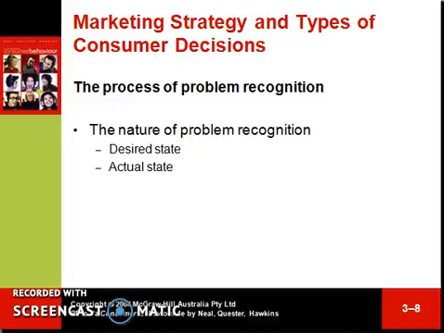Now comes marketing strategies and types of consumer decision. Problem recognition involves recognizing the existence of a discrepancy between the consumer's desired state, what the consumer would like, and the actual state, what the consumer perceives as already existing. Both the desired state and the actual state are influenced by consumers' lifestyle and the current situation. If the discrepancy between these two states is sufficiently large and important, the consumer will begin to search for a solution to the problem.